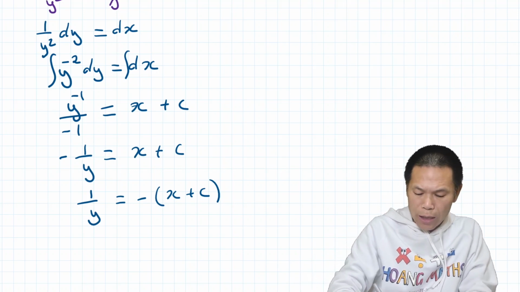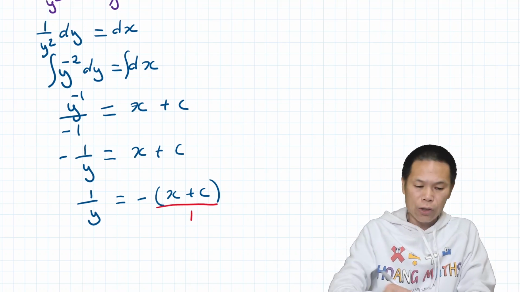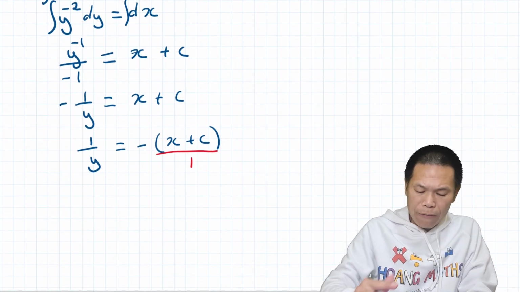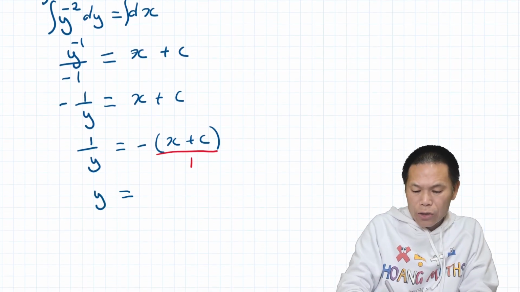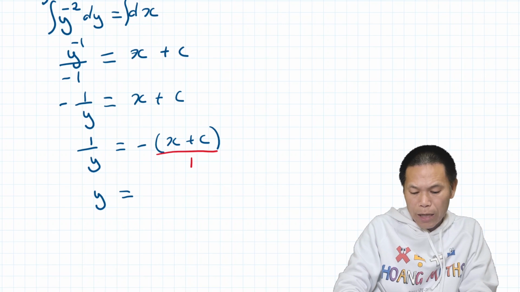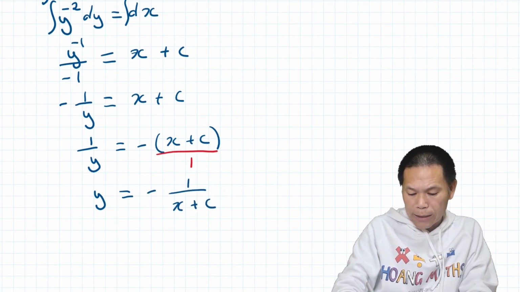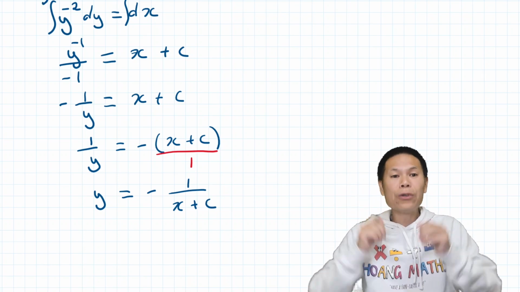So this is just like over 1, okay? So that means you flip the left hand side, so it becomes y. So I flip the right hand side, it becomes negative 1 over x plus c. So there you go.